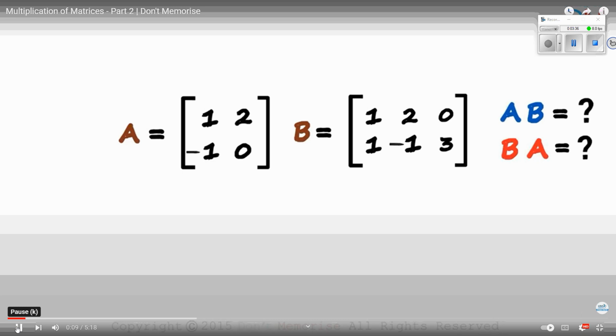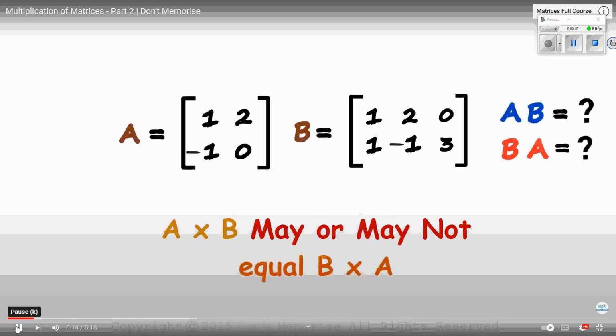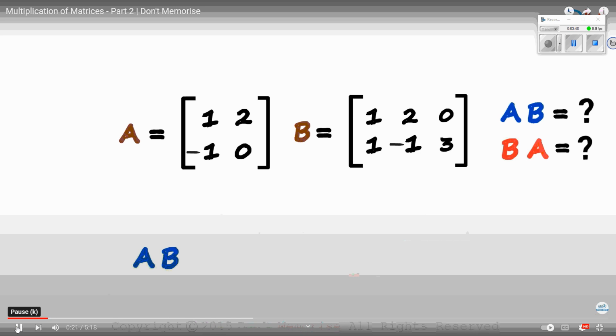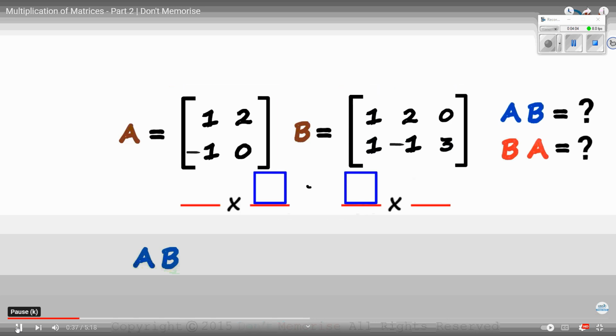Okay. Remember, matrices are not commutative. A multiplied by B may or may not equal B multiplied by A. Let's find AB first. Before we multiply, we need to check if they are compatible or not. Only if they are compatible, we multiply them, else we can't. How did we check for the compatibility? We found the order of each matrix. We call that the dimension. If the second and the third numbers are equal, then they were compatible, else they were not.